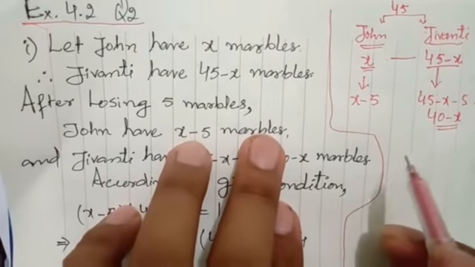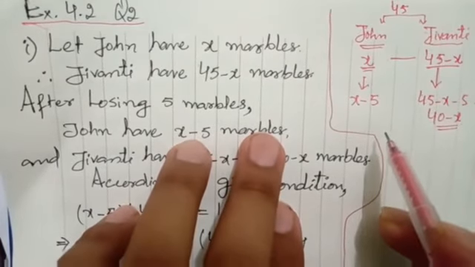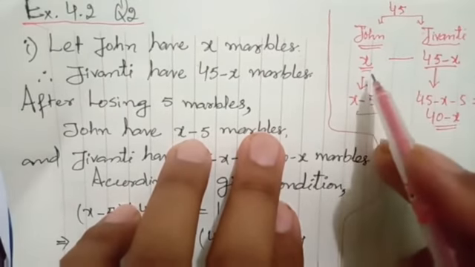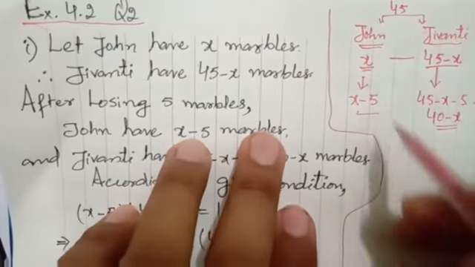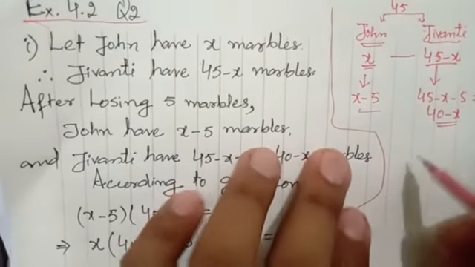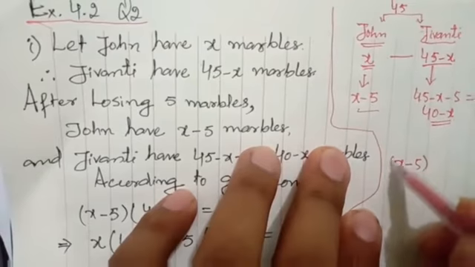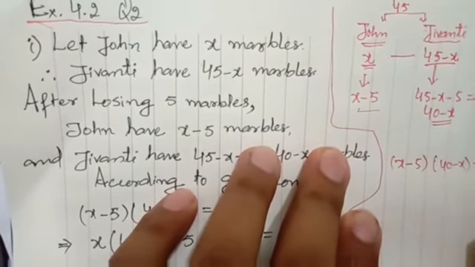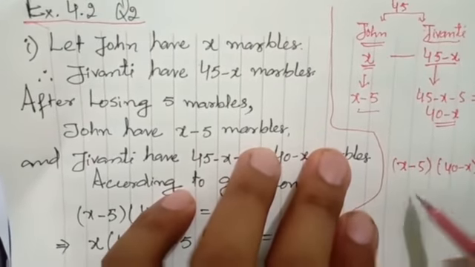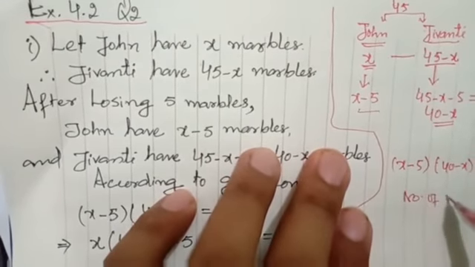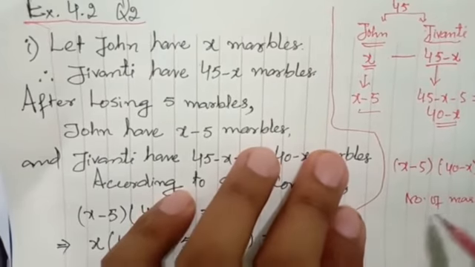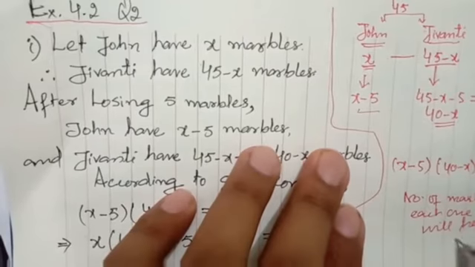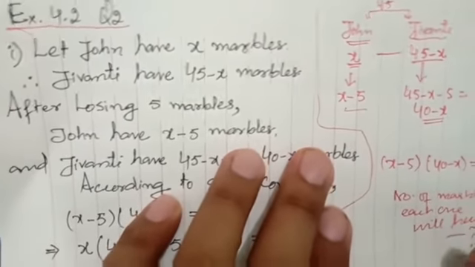According to the question, after losing marbles, when we take the product of the number of marbles of both John and Jivanti, we will get 124. That is, if we multiply X minus 5 with 40 minus X, we will get 124. The question is saying we need to find the number of marbles each one will have. This is the question. Try to understand this.